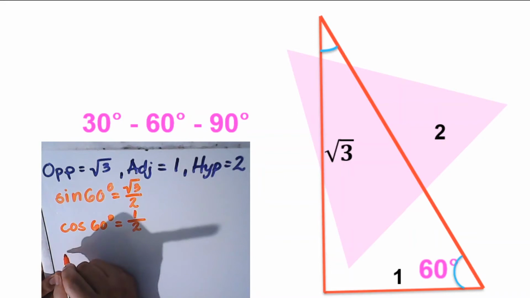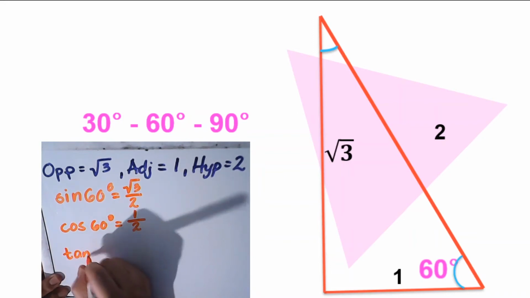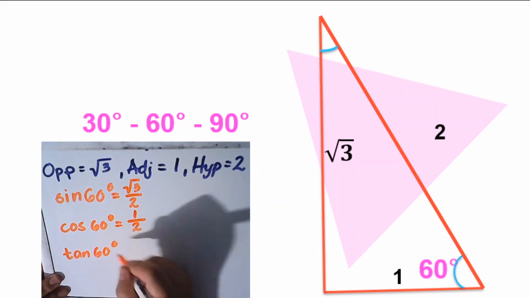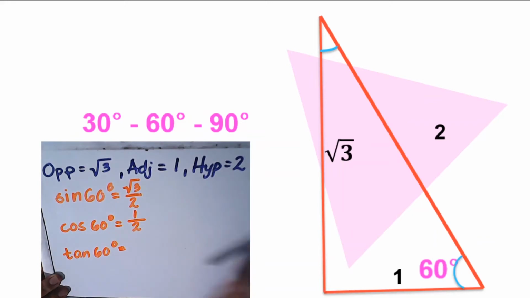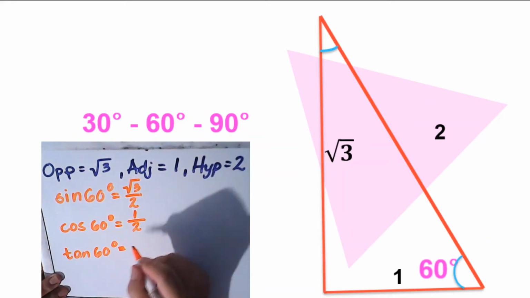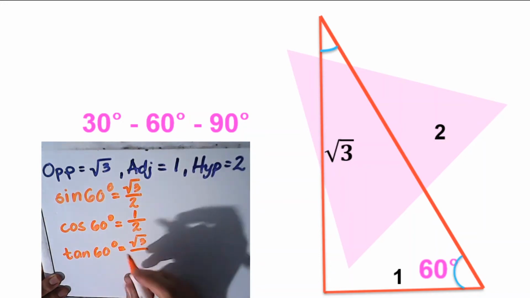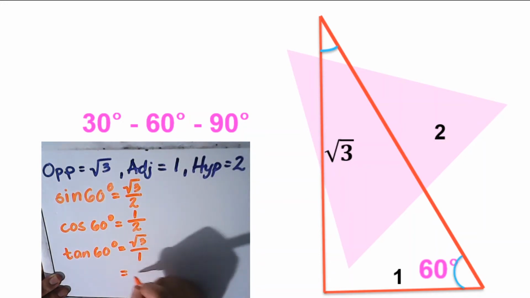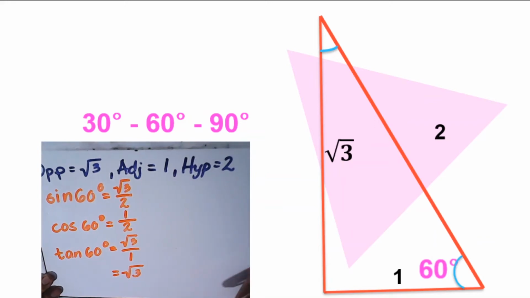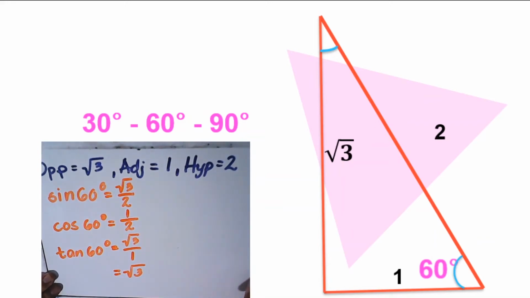Now, let us get tangent 60 degrees, which is opposite over adjacent. Opposite side is square root of 3, and the adjacent side is 1. To simplify, this is simply square root of 3. Now, let us get the reciprocal ratios.